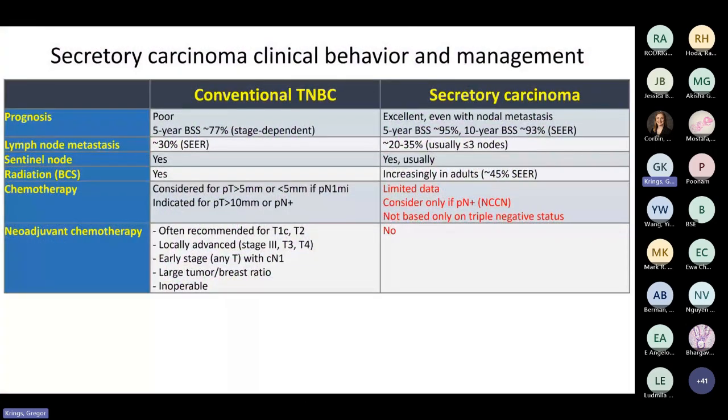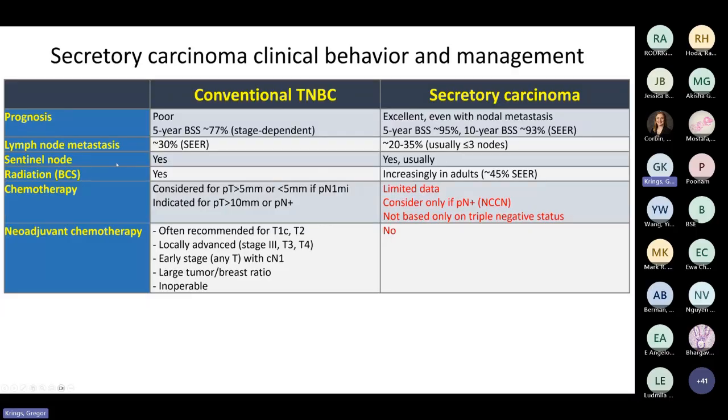It's important to recognize these tumors and distinguish them from conventional triple-negative breast cancers because they have an excellent prognosis, even when they present with no metastasis, which is seen even in about 30% of these cases. In population-based studies, such as the SEER data, you can see that 10-year breast cancer-specific survival was 93%. So excellent prognosis compared to other triple-negative breast cancers.